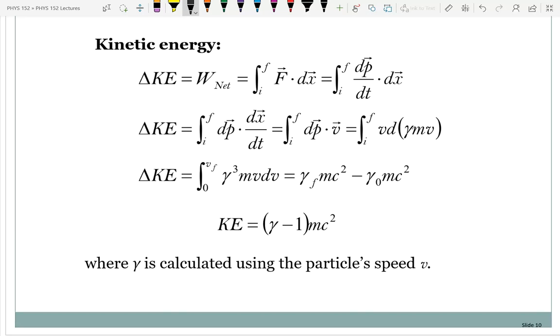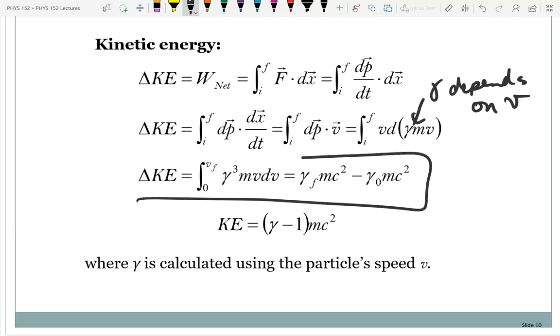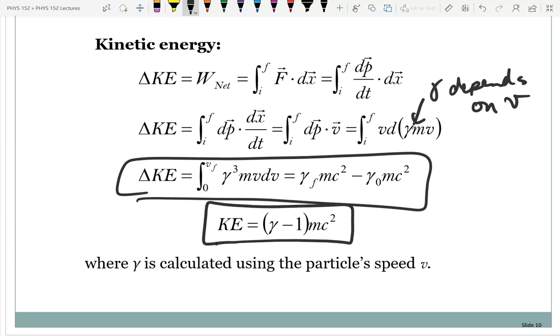It's not as easy as it looks because gamma depends on v, but you get the relationship that the change in kinetic energy through the work energy relation, net work is equal to change in kinetic energy, is equal to gamma final mc squared minus gamma initial mc squared. If we define initial as rest, then the kinetic energy should be gamma minus 1 all times mc squared. So we have an equation for kinetic energy. This is not the same as the equation we learned before.